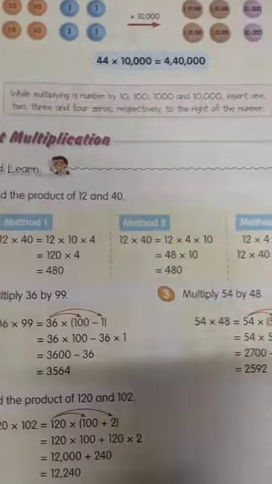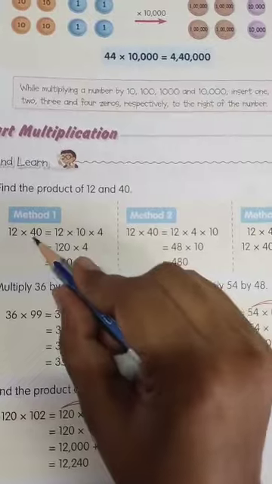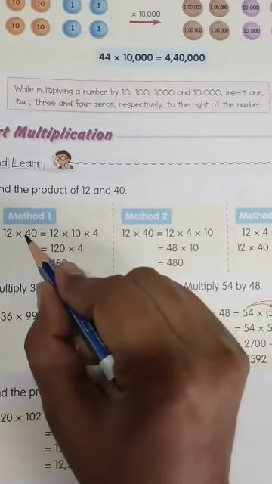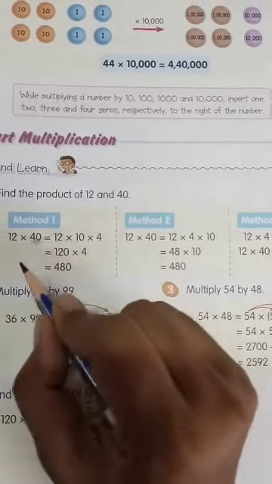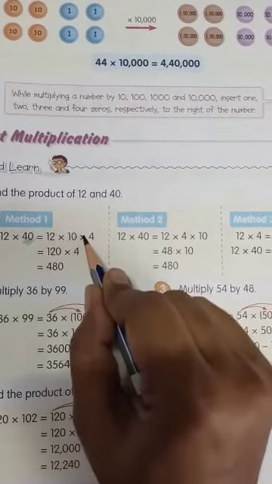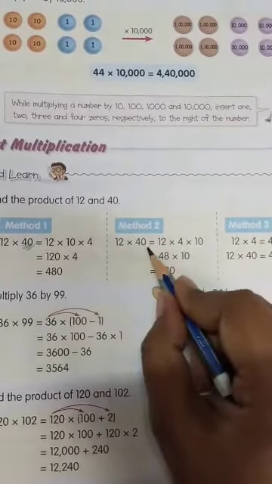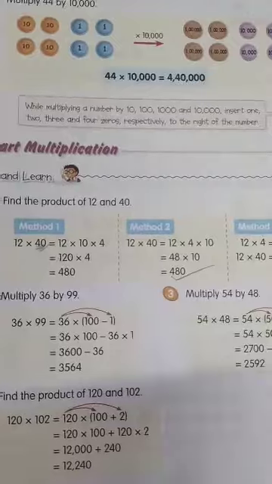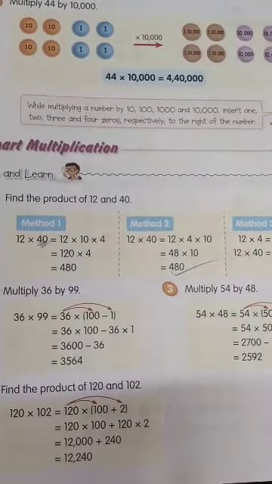Okay, see here also how the product is multiplied. 12 into 40. First what we have to do here, we are just splitting this number 40, 10 into 4, 10 4s are 40. Okay, after that we are getting the answers. First split the numbers and you can write down the answer.